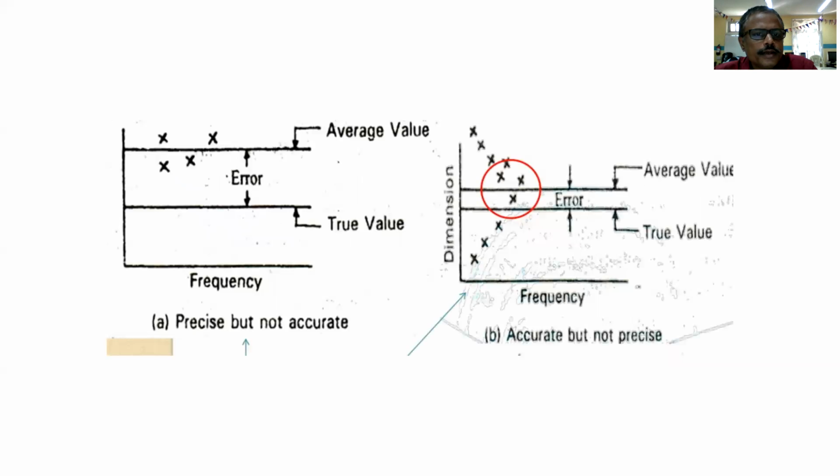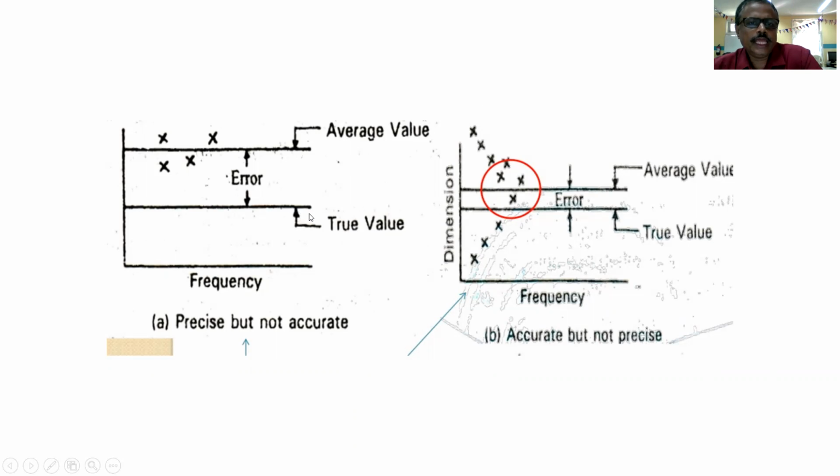Then we need to understand some measuring instrument qualities, some measuring instrument characteristics. What are those characteristics? We should know our measuring instrument properly. It should give the desired result. It should be reliable. It should give accurate results, all those things.